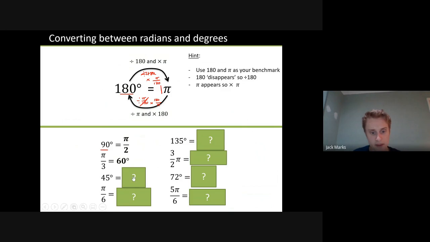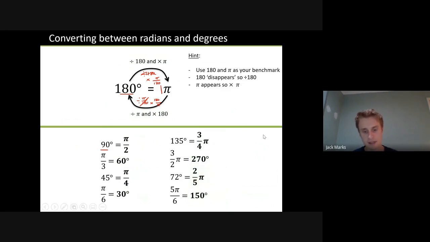Okay, so assuming you've done that now, you should get these numbers here on the board. And these are numbers that you're going to see quite a lot, especially all of these ones here. So please be on the lookout for them, because 30, 45, 60, 90, all in terms of radians, is going to happen from here on out. Questions might be in degrees, they might be in radians, and we'll talk about how you spot that in a moment.